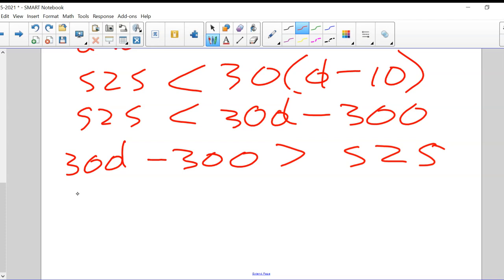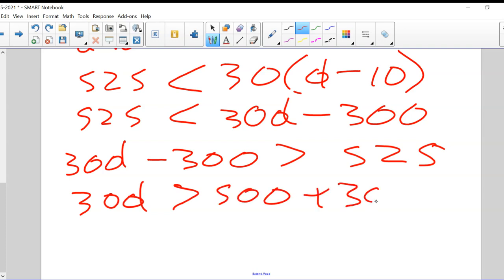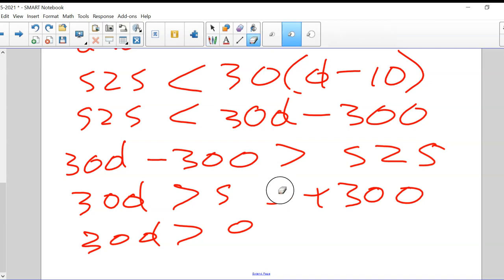Okay, so now we can say that 30D, I don't know why I keep saying 3D. I guess 3D kind of just sticks in my mind. 30D is greater than 500 plus 300. Sorry, something's wrong. 500, where's 500 coming from? 525, sorry. So 525 plus 300, so that's 825.